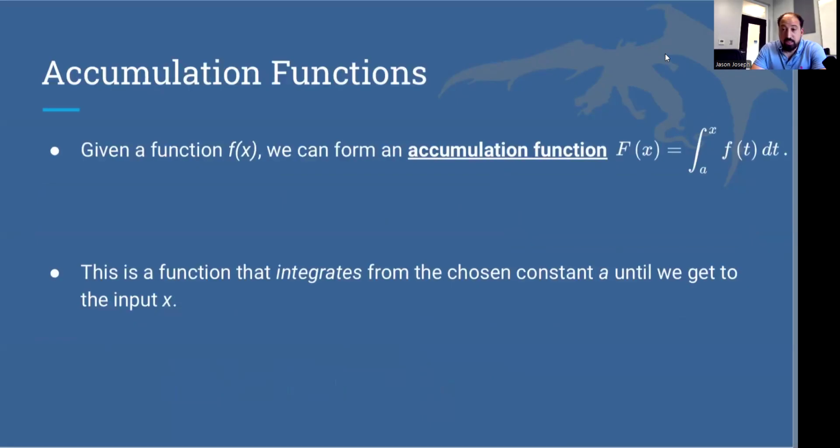So what we're going to need to understand the part one theorem is the concept of an accumulation function. So this is where we have a function. So this whole thing is the function. And the independent variable for this function is x, which only occurs right here in the upper limit of integration. So what this function does is when I give you an x, it says to integrate from our initial constant a until we get to the input x.